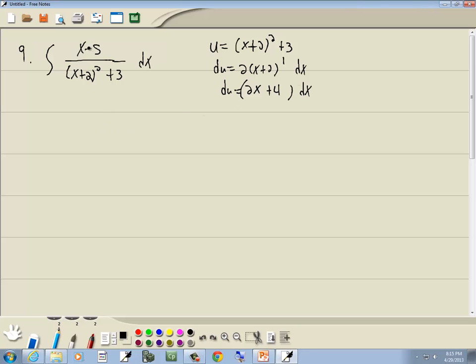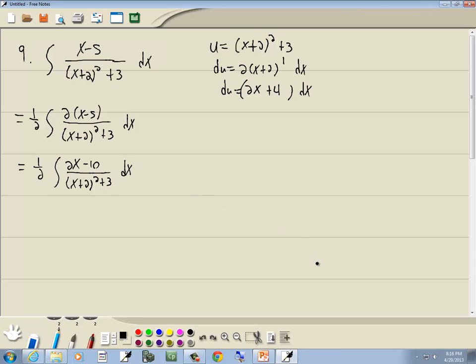We don't have a 2x plus 4 up here. Well, we could probably get one. Let me put a 2 up there. So I'll put a 1/2 out in front. And I'll put a 2 up there. dx. So then that gives us 1/2, and that gives us 2x minus 10 over x plus 2 squared plus 3. We're closer. We got our 2x there, but I need a plus 4. Well, let's rewrite this as 2x plus 4 minus 14.